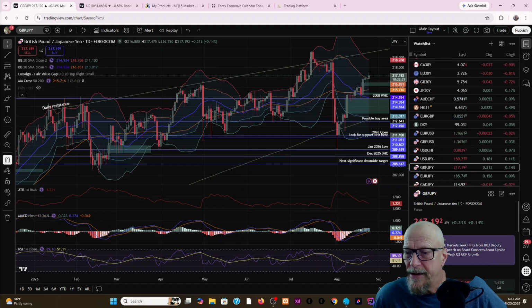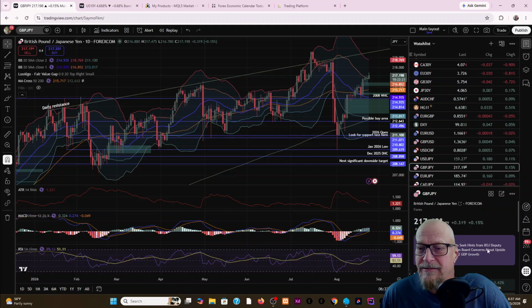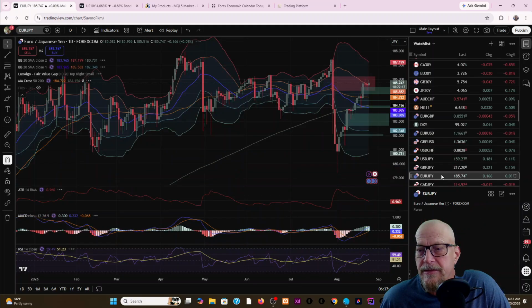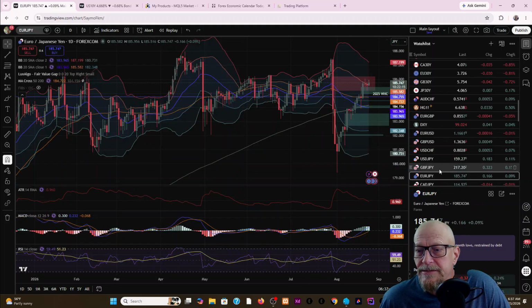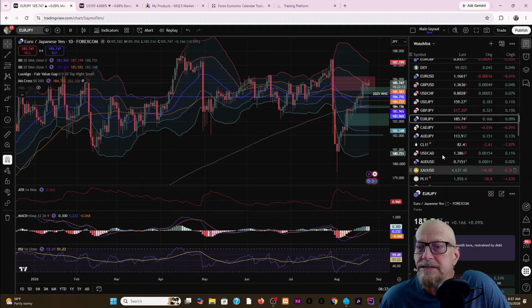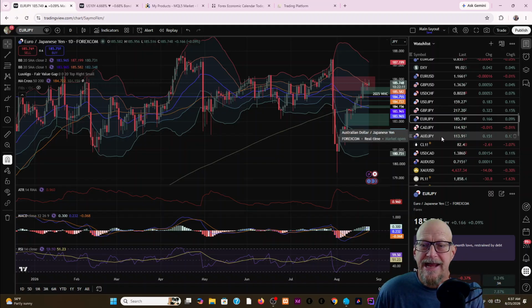Oh, whoops, here we go. Japan week ahead: markets seek hints from the BOJ deputy governor. These guys do not tell anybody what they're going to do. They hold their cards very close to their chest. Euro versus the yen, again, drifting up 16 cents. That means traders are getting antsy.